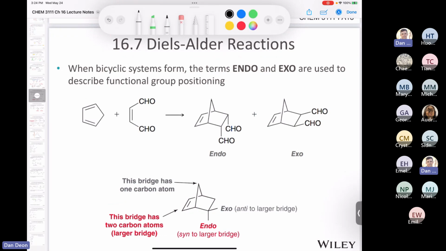So the first thing I'm going to teach you is the endo rule, and the last thing we'll look at is regioselectivity, and then we'll be done, okay? Well, let's do that.